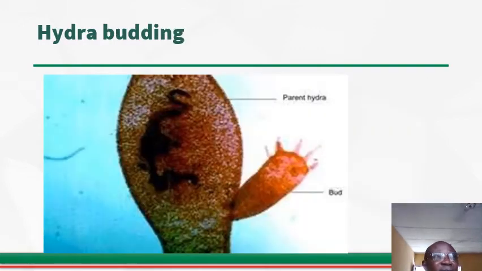This is a picture of a Hydra that is undergoing budding. You can see the labeling. We have the parent Hydra, and then a bud is growing out of the parent. And that is what you see as the bud there.